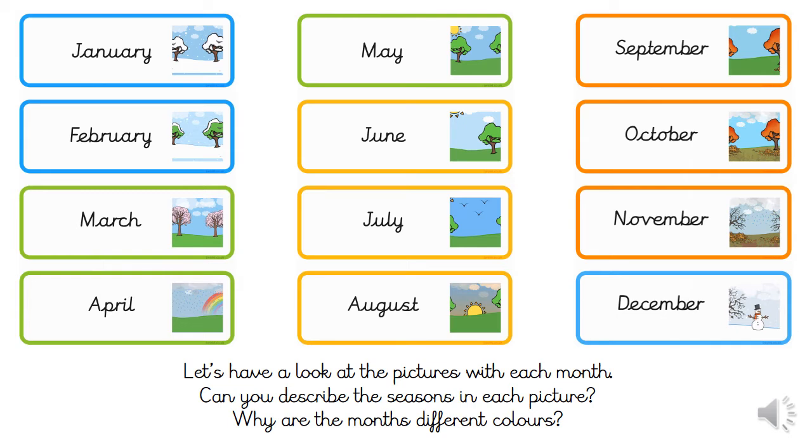After that, June, July and August, it's really hot. Do you know what the hottest season of the year is? It's called summer. And the last one, September, October, November, when the leaves start to fall off the trees, that season is called autumn.